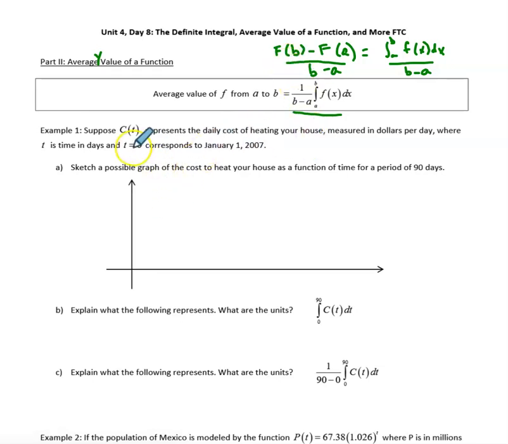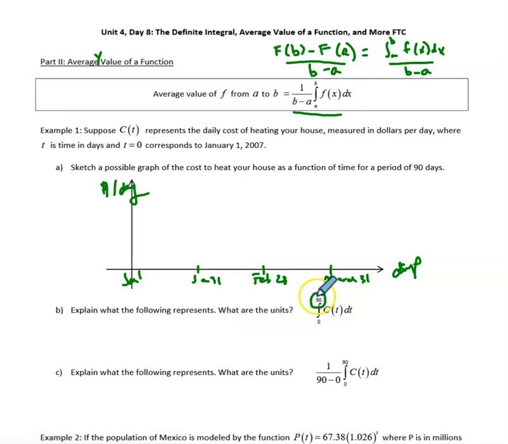So we are assuming that C represents the cost of heating your house measured in dollars per day, where time is in days here, and the very first day here is January 1 of 2007. So that means that 31 days along is going to be January 31st, and 28 days later is going to be February 28th. And then 31 days later is going to be March 31st. Now, 31 days plus 28 days plus 31 days is a total of 90 days. So that's why we put 90 in this problem that we're going to have.